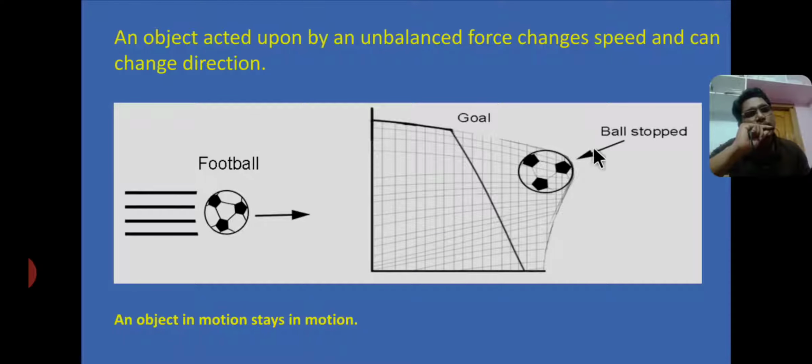Like this, an object or a football in motion stays in motion. There is no change in its direction because of inertia. Here the ball was stopped by the net. Without the net, the ball goes forward.